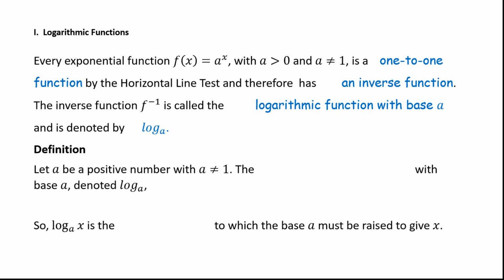Formal definition. Let a be a positive number with a not equal to 1. The logarithmic function with base a, denoted log subscript a and read log base a, is: log base a of x equals y if and only if a to the y equals x. So, log base a of x is the exponent to which the base a must be raised to give us the value of x.